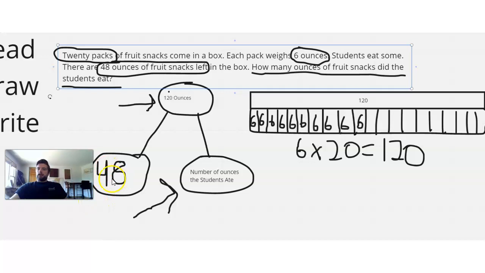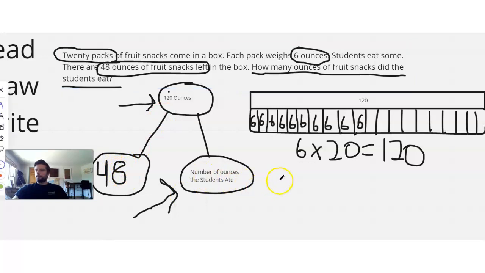So 48 plus something equals 120. We can also do this another way. We can say 120 ounces minus 48, which is what we have left, will tell us how many ounces the students ate. So let's set that one up. 120 minus 48 will give us this number.